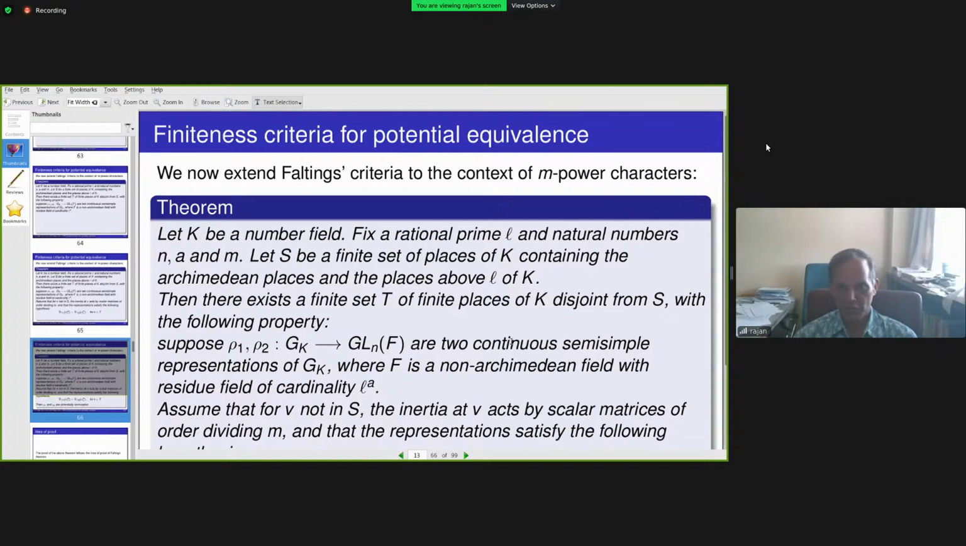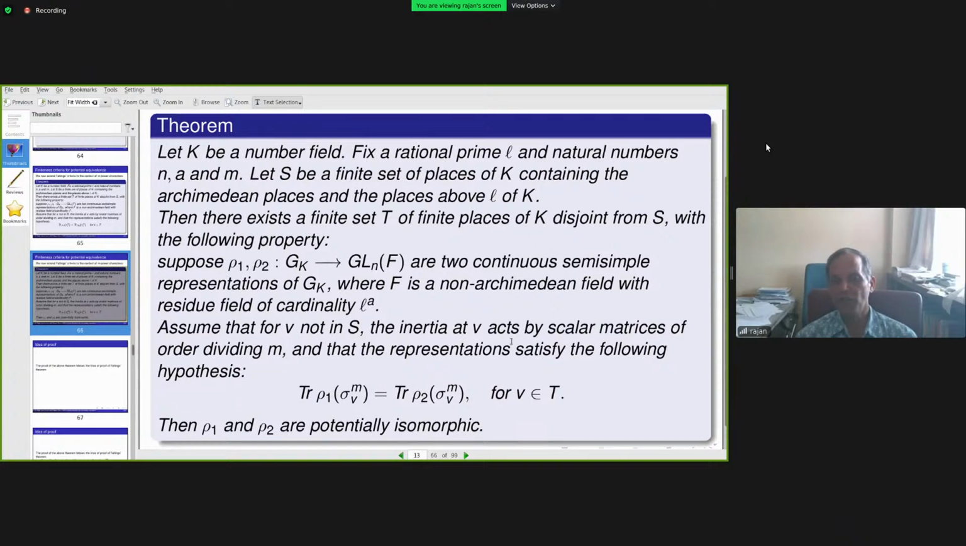So the modification of Faltings theorem is that we are relaxing the condition that the representations are unramified outside S. However, we are imposing that the inertia acts somewhat mildly, by scalar matrices of order dividing M. Okay, and then one can get that the representations are potentially equivalent, because that is the condition which will be defined, that the trace of ρ1(σ_v)^m equals the trace of ρ2(σ_v)^m. Then ρ1 and ρ2 are potentially equivalent, because the conjugacy classes are well defined only up to taking some power.